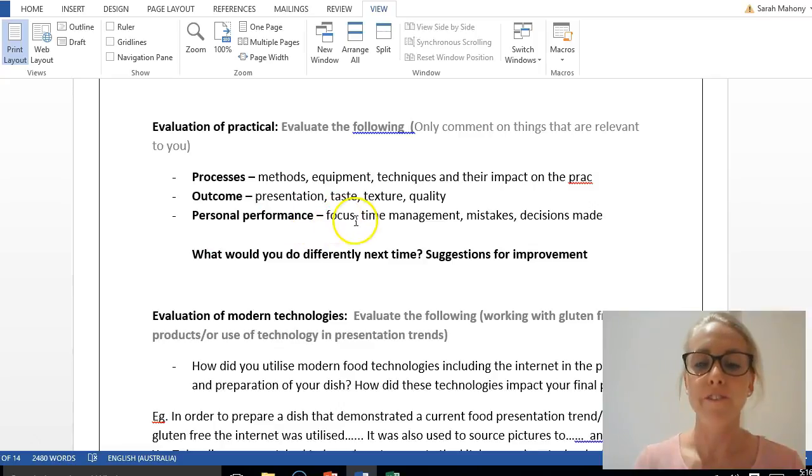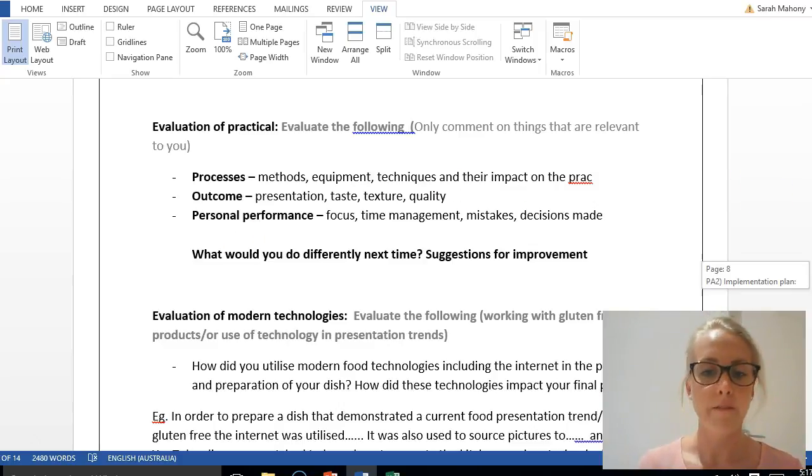Personal performance, were you focused? Did you manage time? Were there any key mistakes that had an impact on your prac? Did you have to make any changes or decisions? Once again, choose what's relevant to you and make a comment. If you have identified any challenges or anything that didn't go so well, what would you do differently next time? And if your dish came out really successfully, if you were to further enhance the quality of your practical, what could you add to it next time to make it even better?